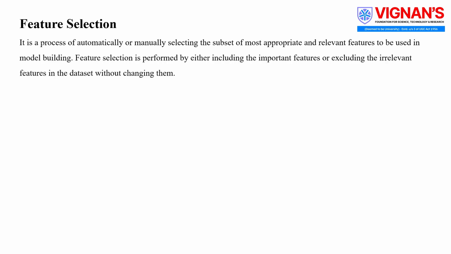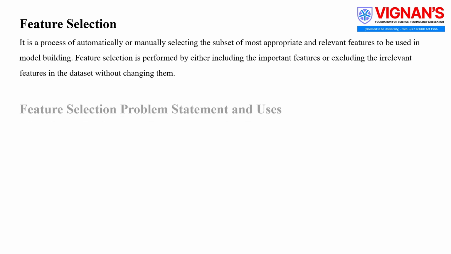Let's discuss the topic feature selection. Feature selection is the process of automatically or manually choosing the most relevant and useful features for building a model. Instead of using every feature in the dataset, we include only the important ones and remove the irrelevant or redundant ones. The features themselves are not changed, we simply select which ones to use.